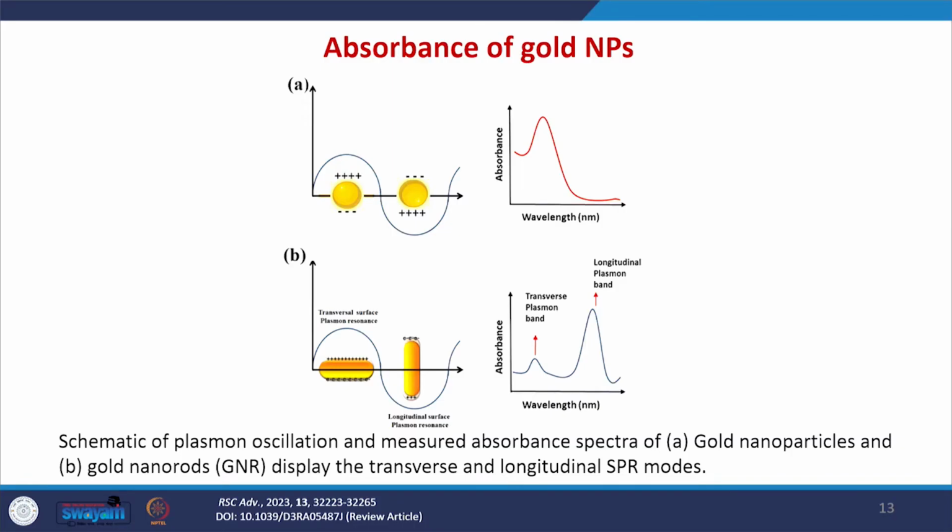Let us see some examples for understanding how we can use the UV visible spectrophotometer for characterizing metal nanoparticles. The first example is gold nanoparticles. When you use gold nanoparticles, you get a single peak, and when you use gold nanorods, you get two peaks. One is for the transverse plasmon band and the other one is for the longitudinal plasmon band.